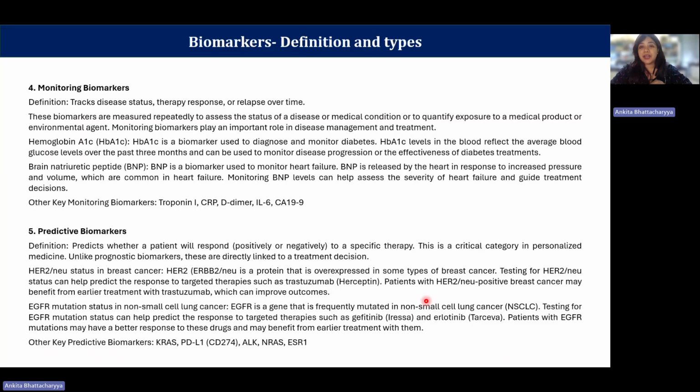Then apart from that, you have the EGFR mutation status in NSCLC, which is non-small cell lung cancer. EGFR, or epidermal growth factor receptor, is a gene that's very frequently mutated in NSCLC. So checking for this status can also predict the response of that individual to targeted therapies like gefitinib, which is Iressa, and erlotinib, which is Tarceva.